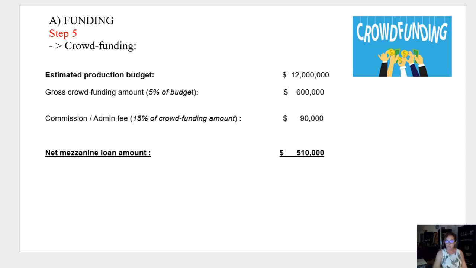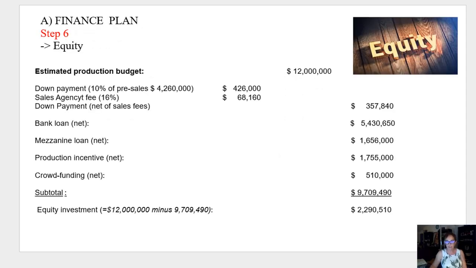So another thing we got was crowdfunding. Crowdfunding and incentives do not have to be paid back, so that's great. So the crowdfunding entity gave us 5% of the budget, which is $600,000, and charged us a commission of 15% of that, which is $90,000. So that leaves us with $510,000 that we can use to cover our production costs.